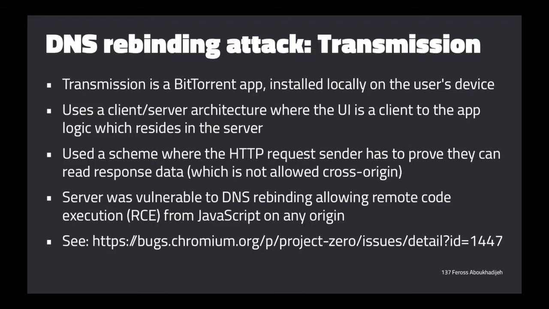But when this happened, I had developed a BitTorrent app myself called WebTorrent, which I think is a cool project. It's a thing I've worked on for a few years. When I saw that this DNS rebinding attack happened to Transmission, the first thing I thought was, am I doing something like this in my own code? Let me check very carefully for this, because this would be really embarrassing. Especially since it's such a bad bug. It's RCE, right? I was really worried.